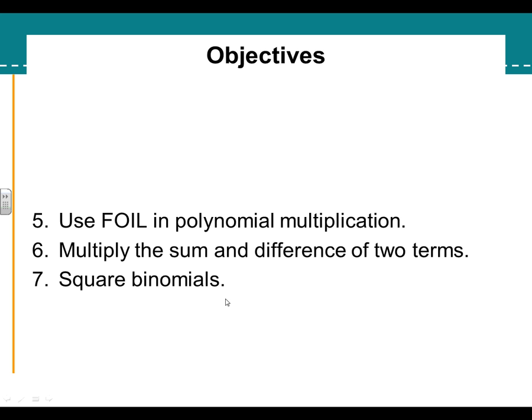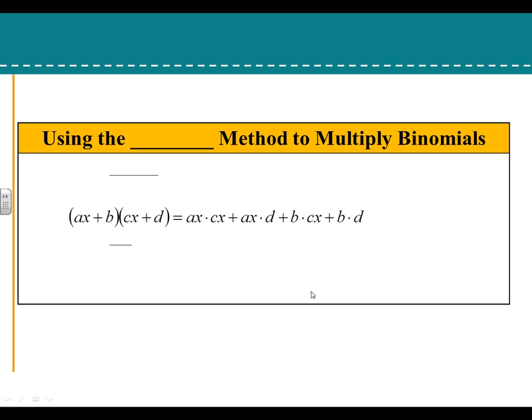squaring polynomials. So, first off, you should be familiar, but whenever you multiply two binomials, ax plus b, cx plus d, those are two binomials because I have two terms in each, we use a method called FOIL. And FOIL is just an acronym because each of these letters stands for something, and it spells a word.